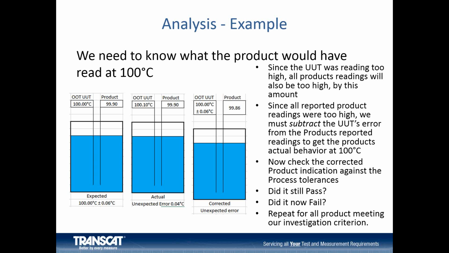Now we had an unexpected error of 0.4 degrees. So now in reality, if the bath was correct at 100, then your product could have been reading 99.86. This is what you need to check against your process tolerance. Is that reading still okay? Did it still pass your product tests and your product tolerances? Okay, not too bad. Now just repeat it for every other instrument that you had in that whittled down list.